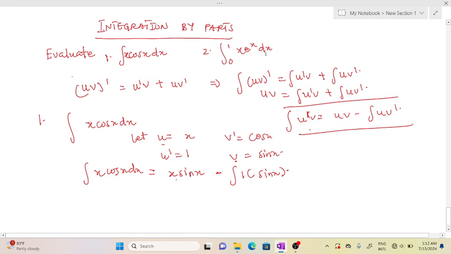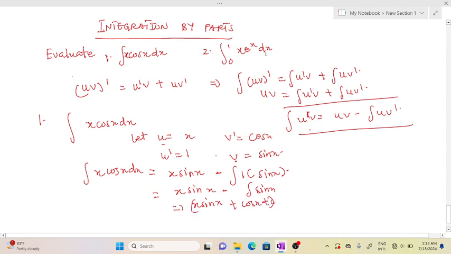Initially, your uv will be your u and your v, right? This is because we integrated our v. Minus here becomes our u prime v. So take note of that. So this is equal to x sine x minus the integral of sine x. The integral of sine x is negative cos x, so plus cosine x, right? Then plus c.